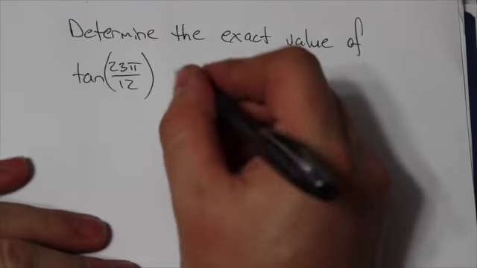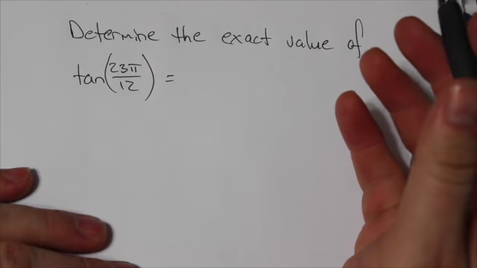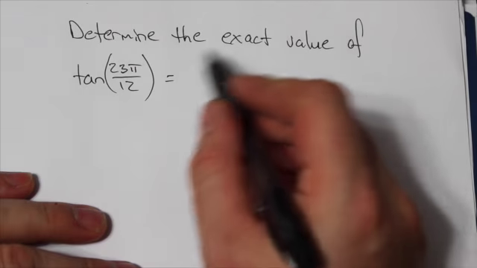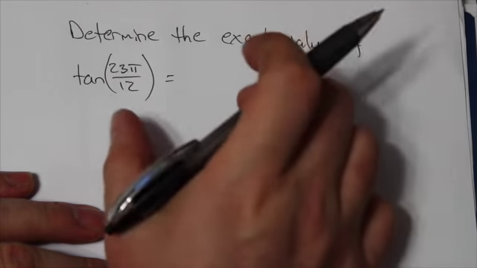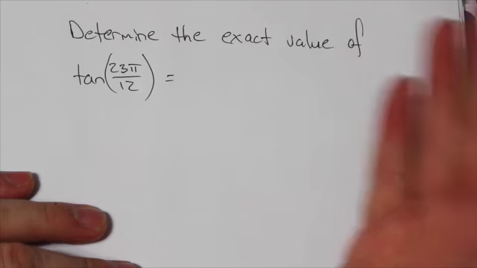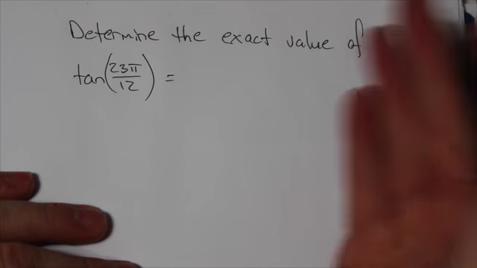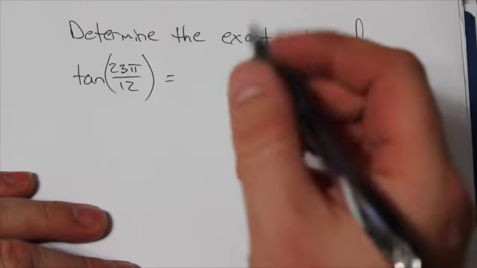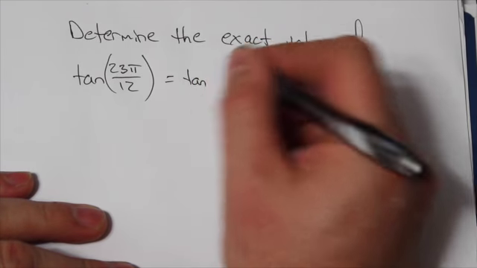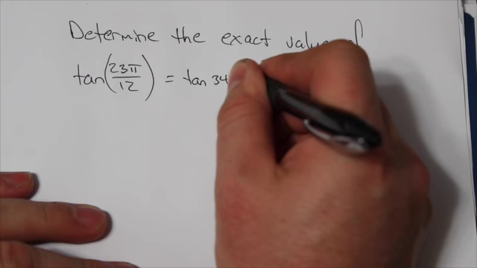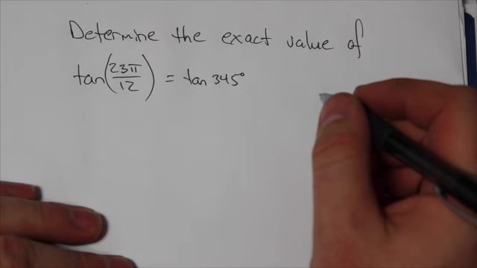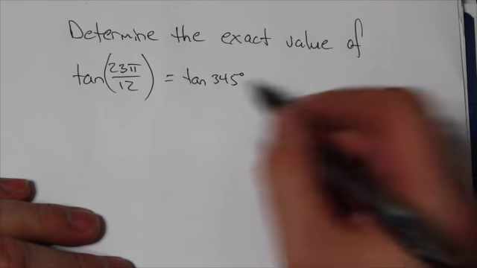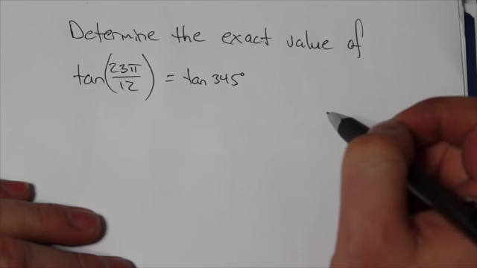Now, first of all, I don't like working with this. Normally, I'm a big fan of working with radians, but in this case I'm asking you for the trig ratio that this is equal to. That doesn't matter whether we're in degree mode or in radian mode. So let's work with degrees here. We're going to convert 23 pi over 12, and you can do that however you wish, but you will get 345 degrees.